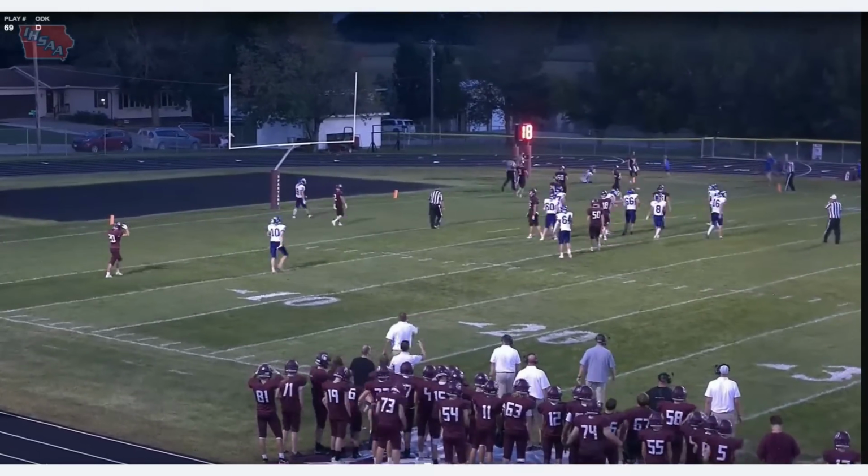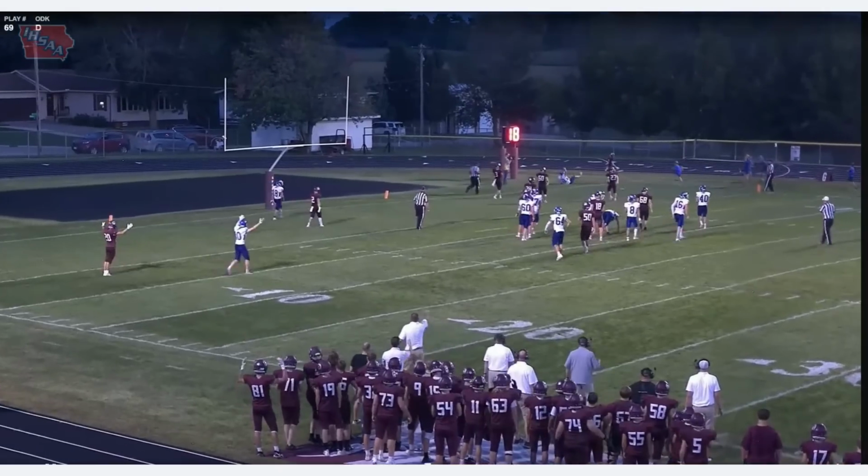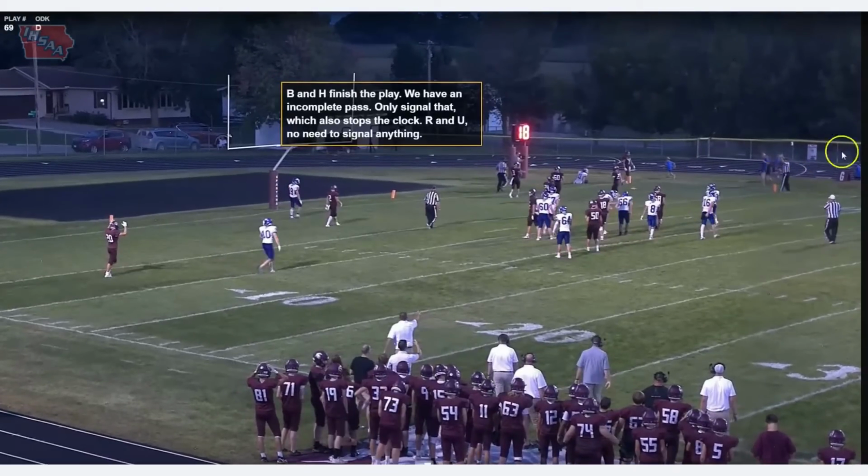And one thing mechanically, remember, we want to finish the play. So what's the result of this play? Okay, we have an incomplete pass. So don't give the kill the clock signal. Just give an incomplete pass signal, because the incomplete pass signal does 2 things. It tells us incomplete pass and it kills the clock. So that's the only one that we would need to signal.